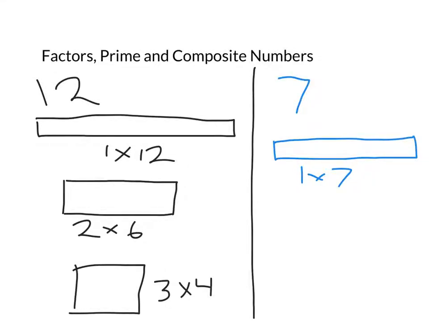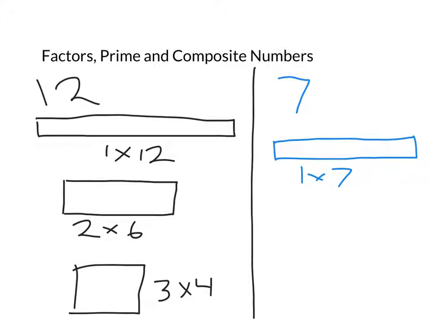Today we're going to talk about factors, prime, and composite numbers. So I've got two numbers listed on the screen up here. I've got 12 and I've got 7. What I've done is I have come up with all of the arrays that you can make with the number 12. Another way to think about that is all the multiplication equations that equal 12. So we've got 1 times 12, 2 times 6, and 3 times 4. For the 7, I've come up with all the ways that you can make a 7, which is only one way, 1 times 7. So what I've got here is an example of a prime and a composite number.